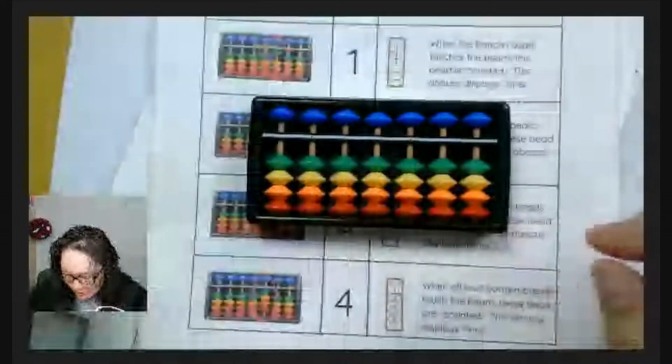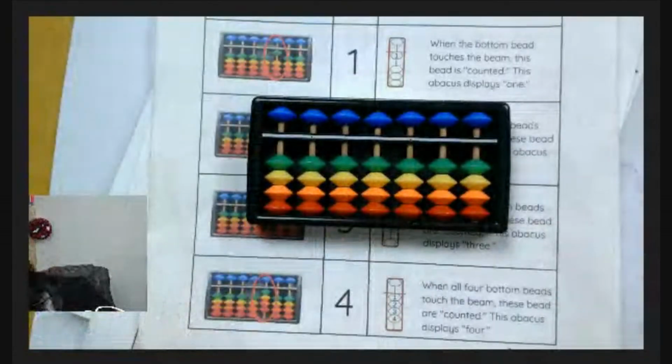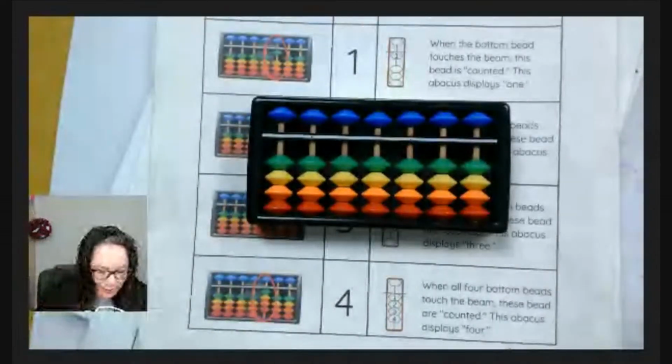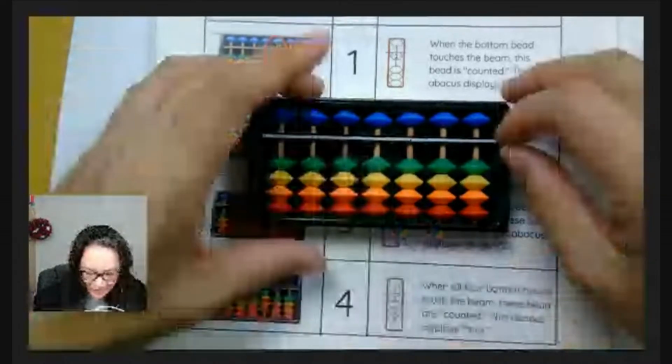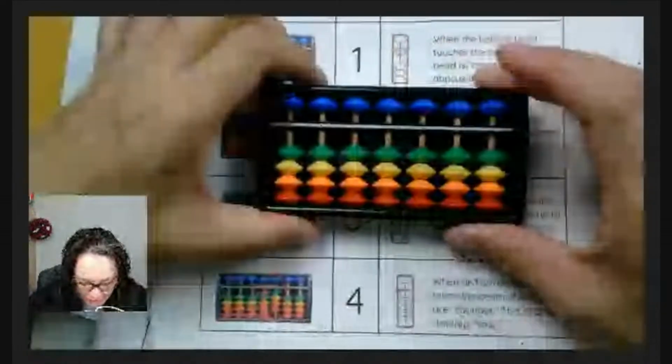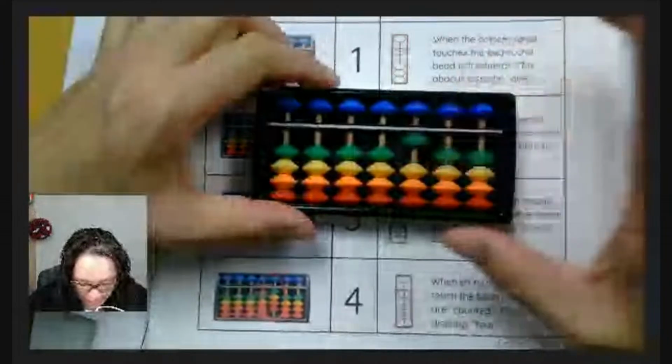This is a counting tool. Just so you know, we're talking about math. Welcome to my math room. So what we're going to do is count on the abacus. This is an abacus. This is a counting tool. This counting tool helps me count.